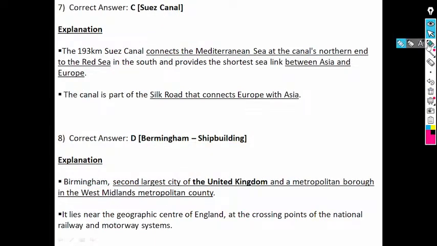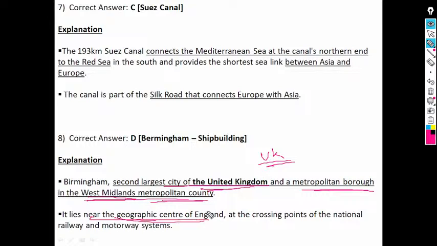Birmingham is the second largest city in the UK, United Kingdom. It is a metropolitan borough in the West Midlands metropolitan county, near the geographic center of England, and the crossing point of the national railway and motorway systems.